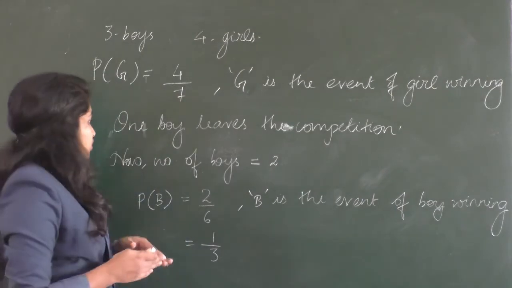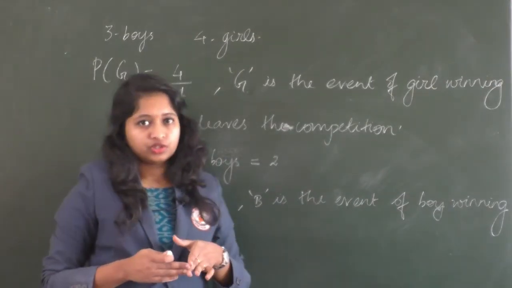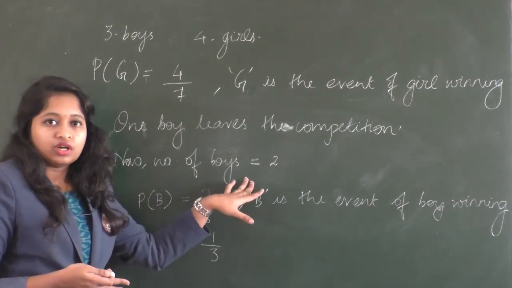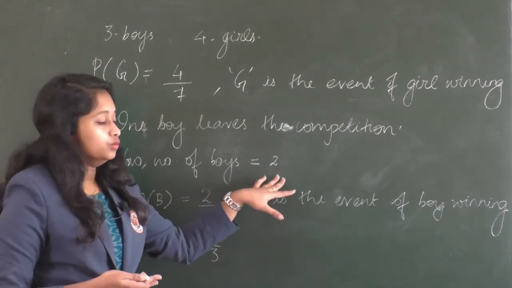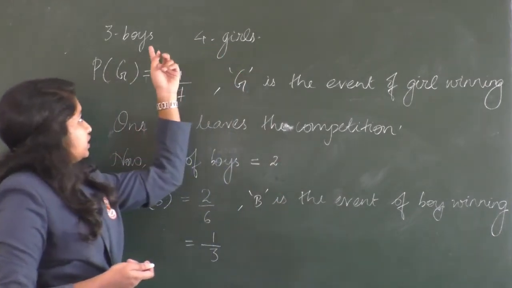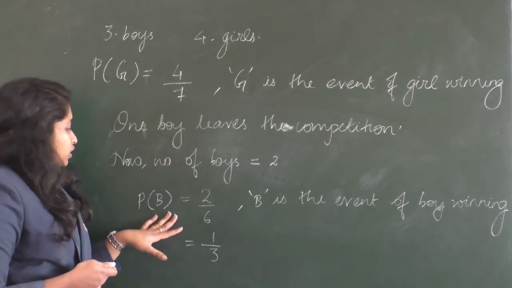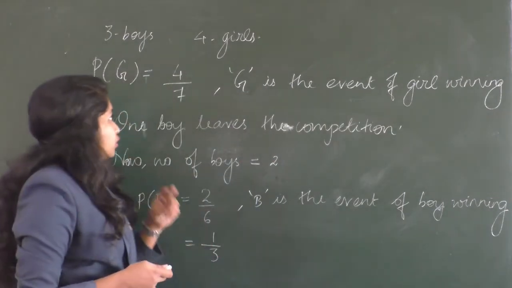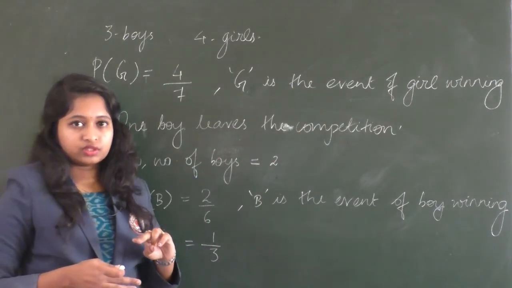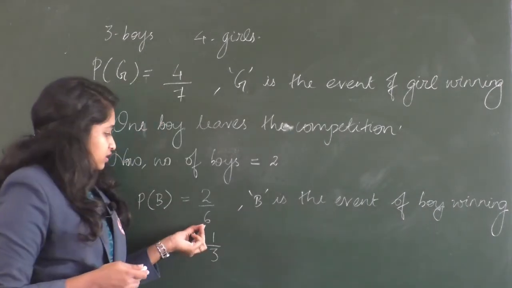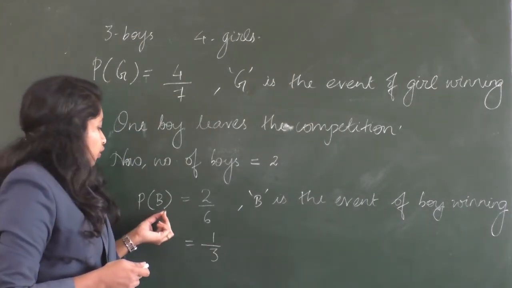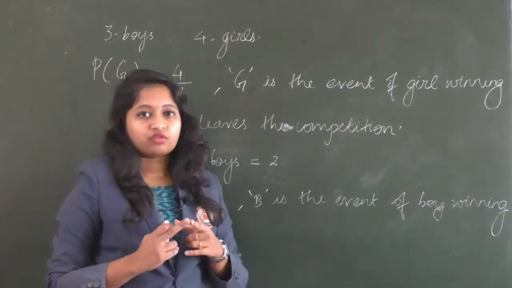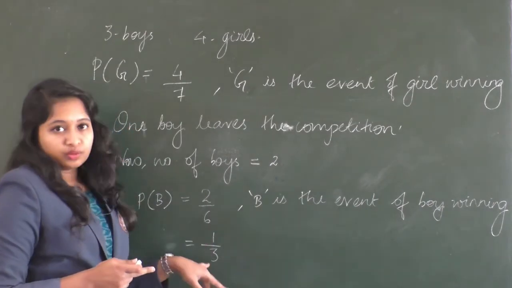And it is given that one boy leaves the competition after the first round. So the number of boys after that would be equal to 2. 3 has reduced to 2. Now let B be the event of a boy winning. Now there are only 2 boys and 4 girls. So the total would be 6, and the probability of a boy winning is 2 by 6, and this 2 by 6 we can reduce and make it as 1 by 3.